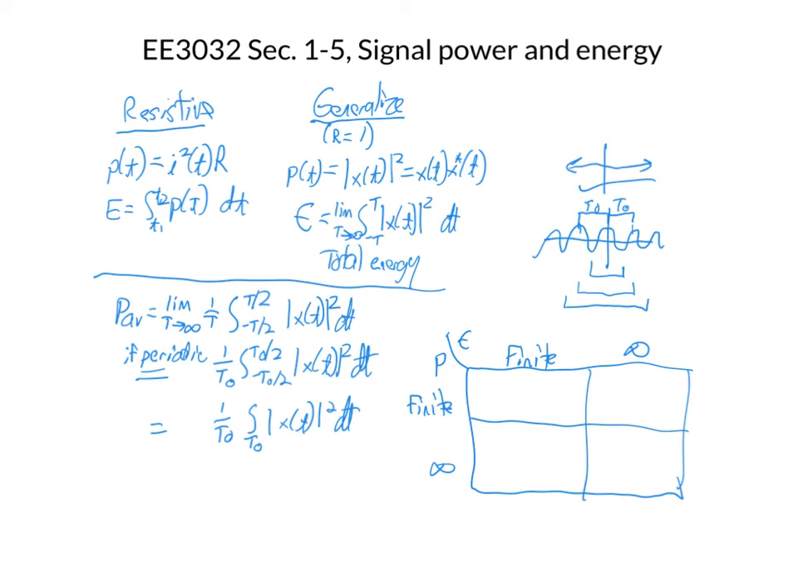So for our DC value and our sinusoid that go on forever, they will get infinite energy, but they are still well-behaved, useful real-world signals that have a finite average power. So we call those signals power signals.